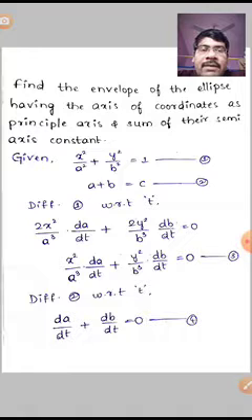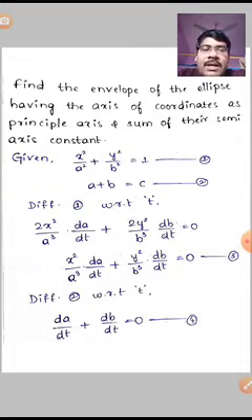Here differentiate 1 partially with respect to t, it is 2x square by a cube dA by dt plus 2y square by b cube dB by dt is equal to 0. Here you have to simplify it, x square by a cube dA by dt plus y square by b cube dB by dt equal to 0. Differentiate 2 with respect to t, it is dA by dt plus dB by dt is equal to 0.